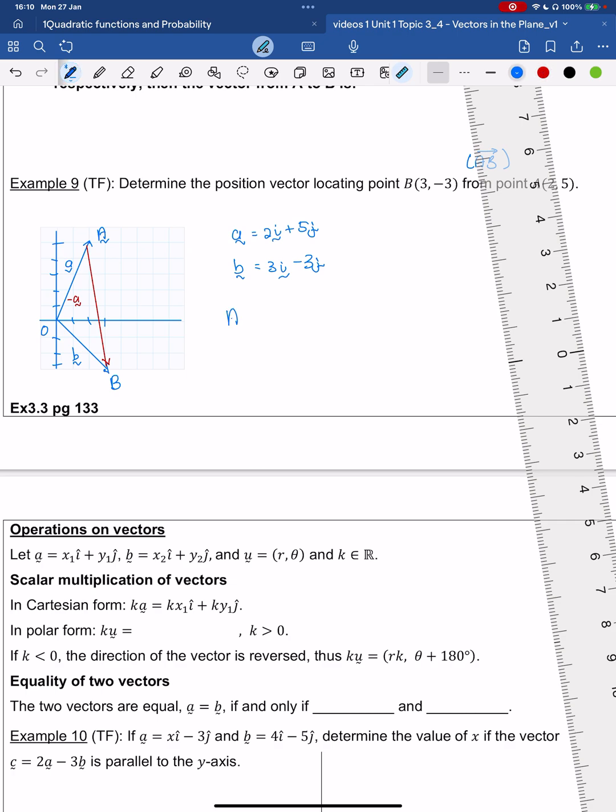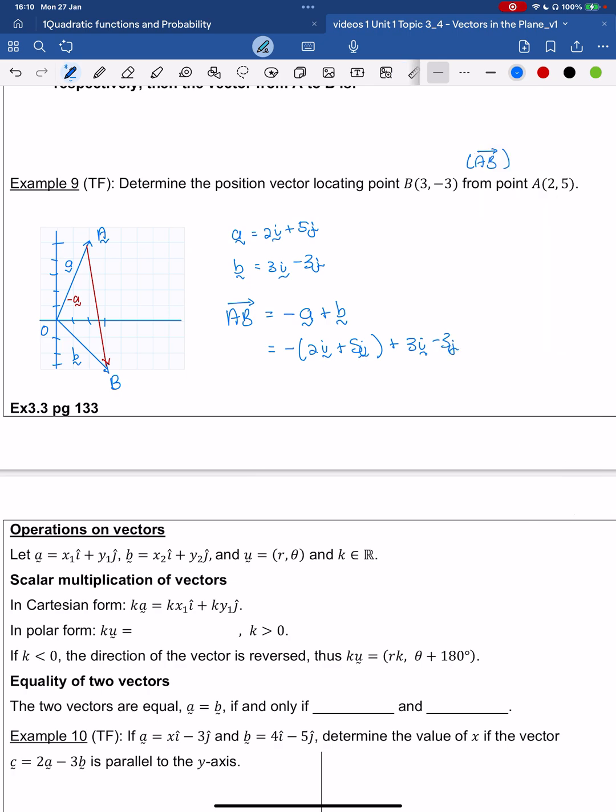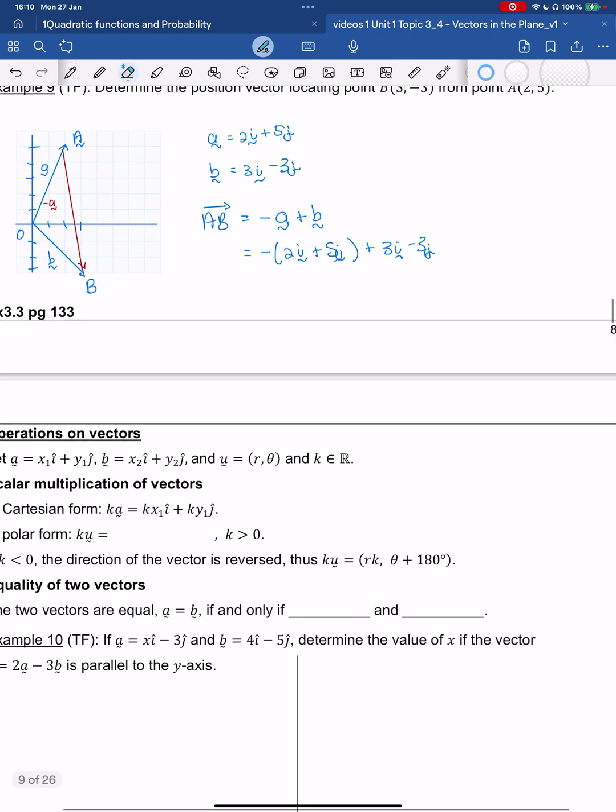Okay, so my vector AB is going to be minus A plus B. So that means I'm going to have to say minus 2i plus 5j plus 3i minus 3j. All right, and I'm going to expand that. So I have minus 2i plus 3i. I'll collect all my i's together. Minus 5j minus 3j.